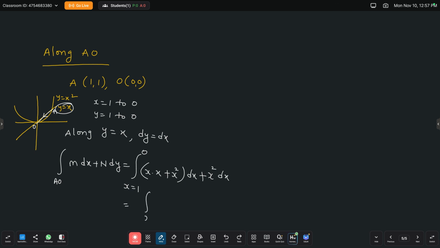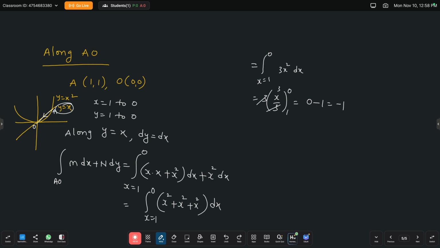Now all of you simplify this expression along x from 1 to 0: x squared plus x squared plus x squared with respect to dx. Now totally you have, x from 1 to 0, a total of 3x squared with respect to dx. 3 is constant, and the integration of x squared is x cubed by 3, limits from 1 to 0. Now the 3 gets cancelled. Upper limit is 0 minus lower limit is 1. It is totally minus 1.